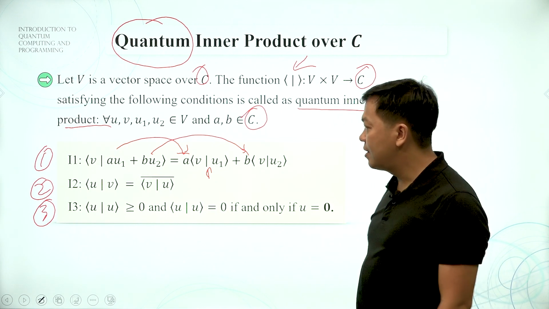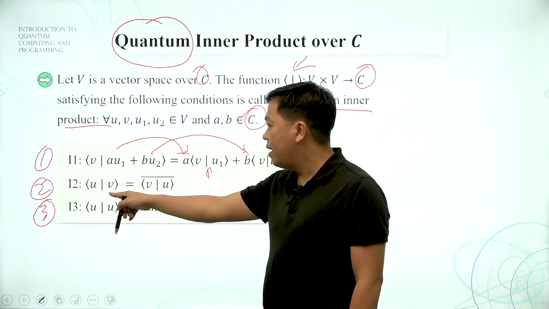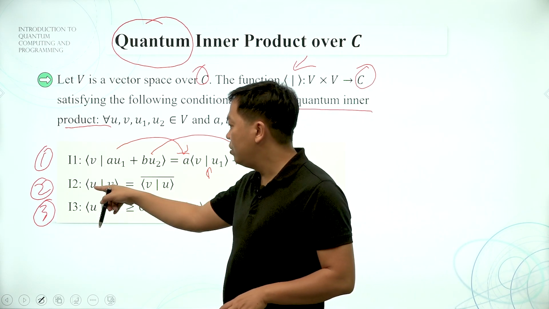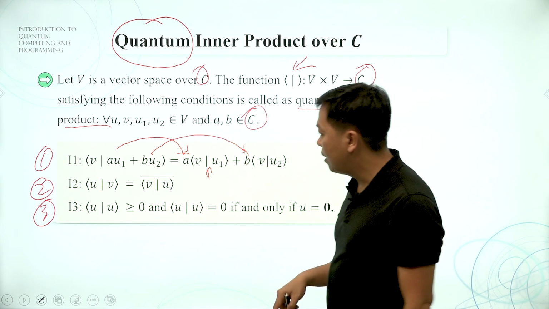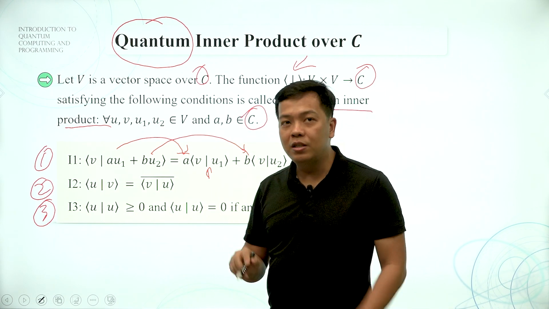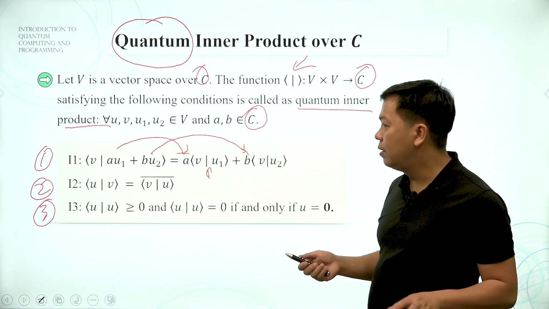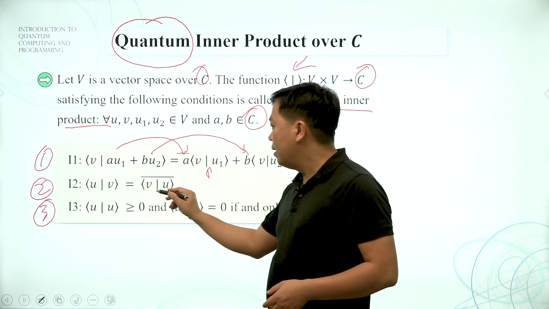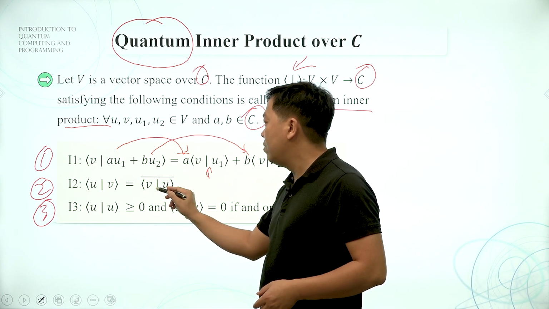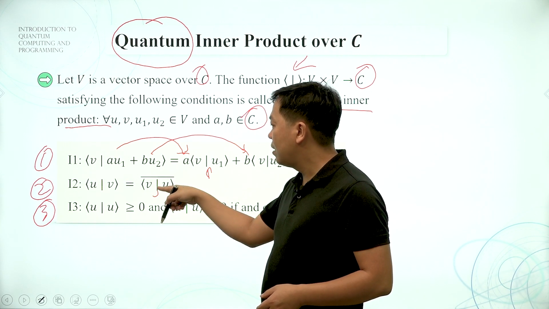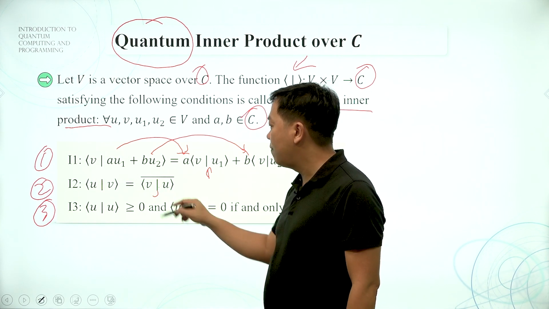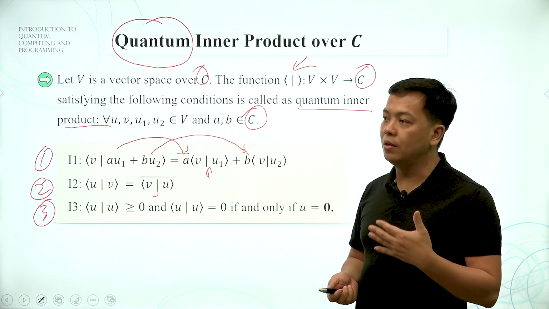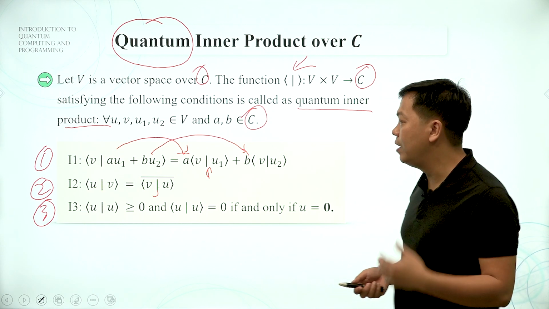The second one: if we have the quantum inner product of vector U over vector V, we can conjugate. It's different from the standard. For the previous one, we used the traditional. But in the quantum we have this kind of formula, and we have the conjugate. It's very similar in how it's written, but the meaning is different.